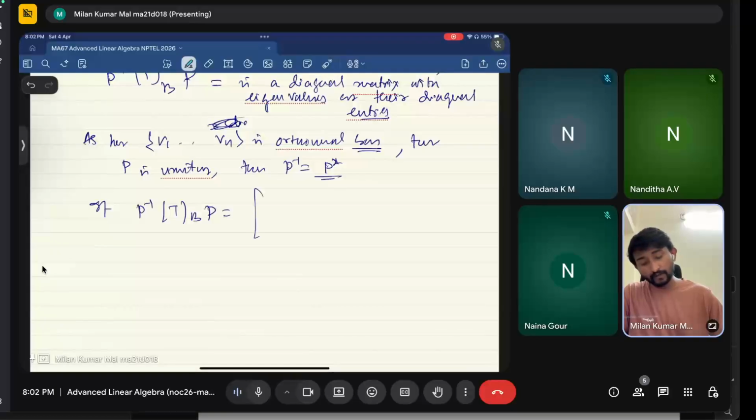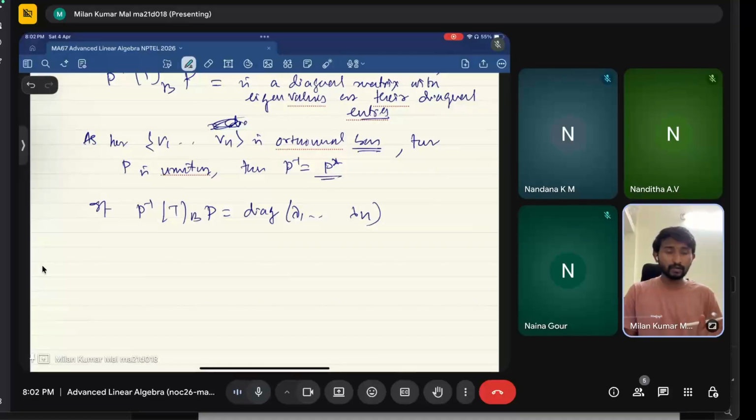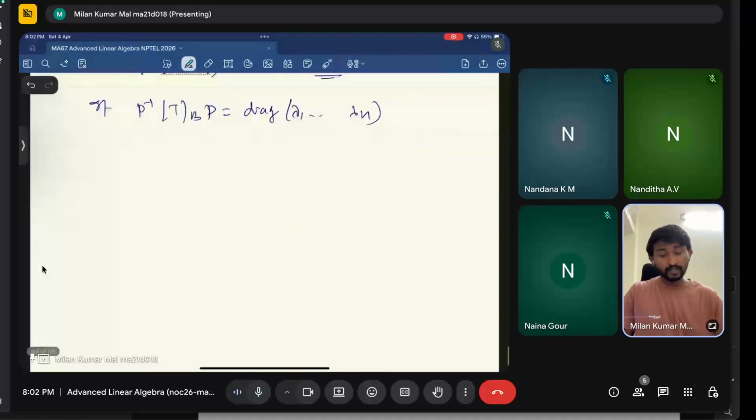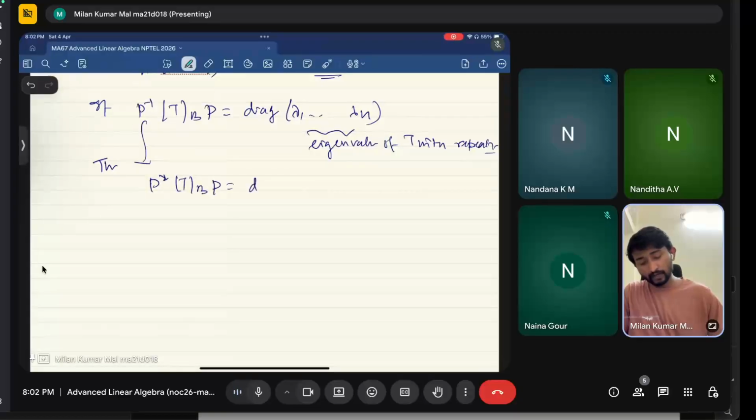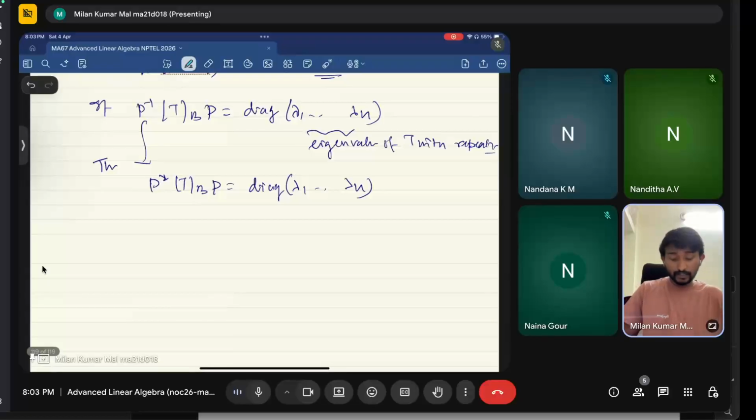So if P inverse T_B P is equal to the diagonal matrix with diagonal entries lambda 1, lambda 2, all the way to lambda n, these are the eigenvalues of T with repetition. Then this turns out to be P star T_B P equals diag(lambda 1, ..., lambda n). Now what are the questions that can be easily solved?